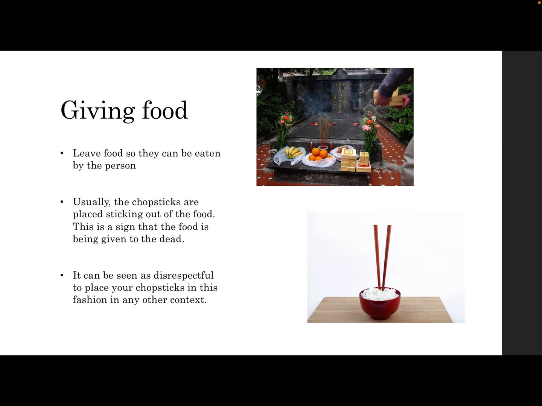And this is important because using chopsticks like that is basically a symbol that you are leaving this for the dead. This food is meant for the dead. So you shouldn't use this technique if the food is intended for the living. So if you're eating food, you shouldn't place your chopsticks like that because that can be a sign of disrespect, as you are basically saying that you're eating food that's meant for the dead, which is very disrespectful. So you should avoid that. Place your chopsticks over the bowl horizontally or on the table, or just keep them in your hand.